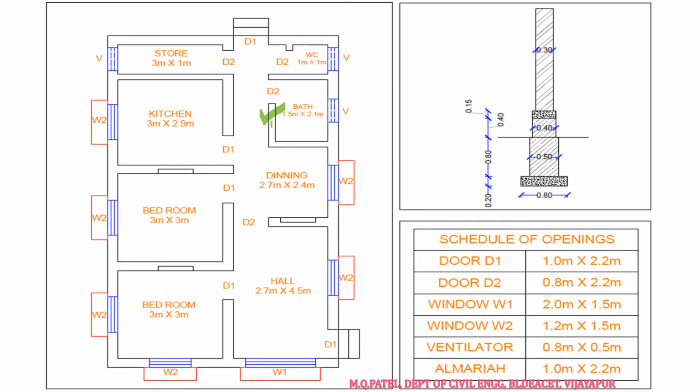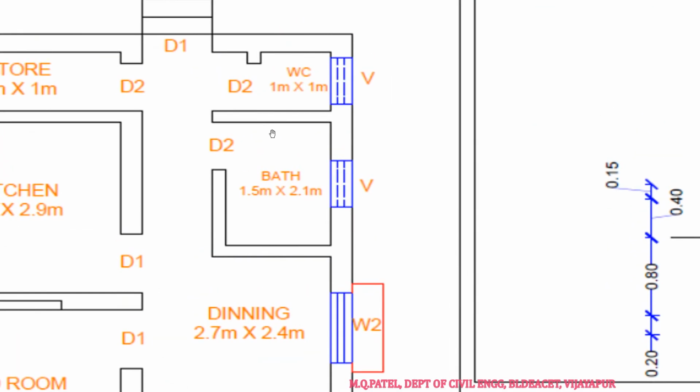Center to center length of this wall, 2.3 meters. How is it 2.3? If you see, this length is 2.1 meters. The clear distance is, I hope it is visible to you, 2.1 meters.